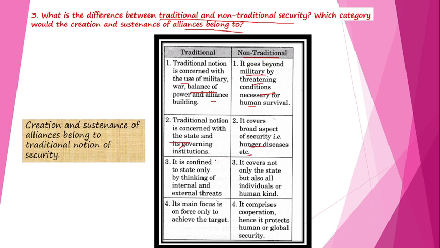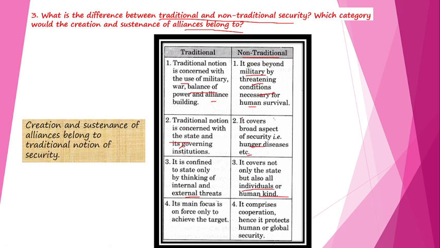And the next, the third statement. In traditional, it is written here, it is confined to the state only, by thinking of the internal and external threat. Generally, it is treated as an external and internal threat, both, but it is not covered in the term non-traditional. Only the state and all individuals or humankind. But see here, it does not include the particular state or any region. It belongs to individuals or all humankind. This is a basic difference between the traditional and non-traditional.